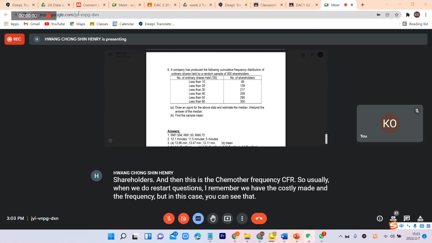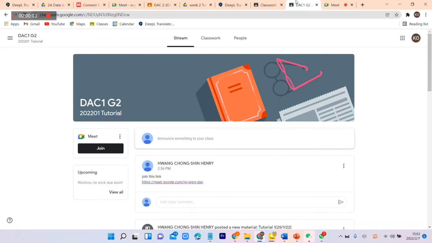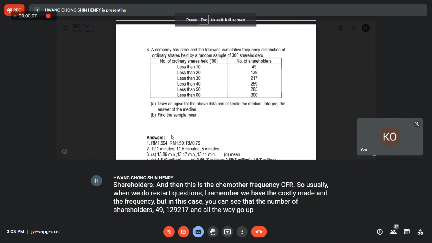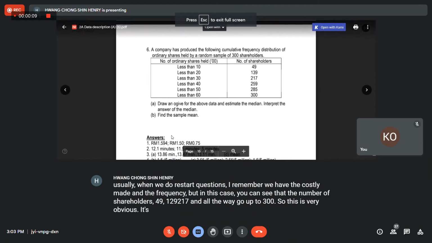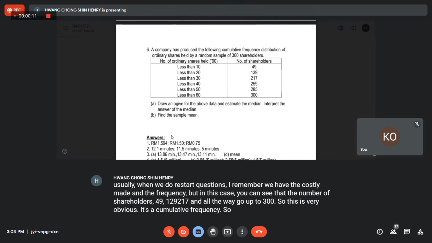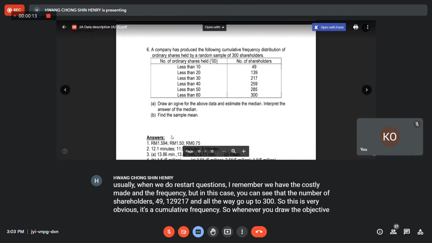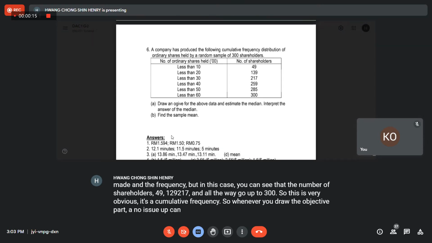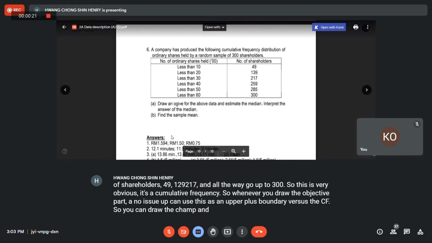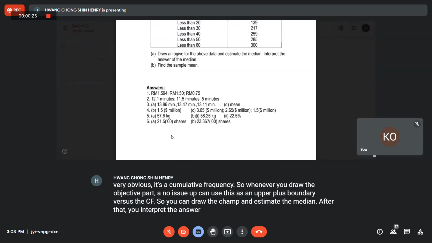See that the number of shareholders goes 49, 139, 217, and all the way up to 300. So this is very obvious, it's a cumulative frequency. Whenever you draw the OGF for part A, no issue. You can use this as an upper class boundary versus the CF, draw the OGF and estimate the median. After that, you interpret the answer. The answer for number 6A is 21.5.